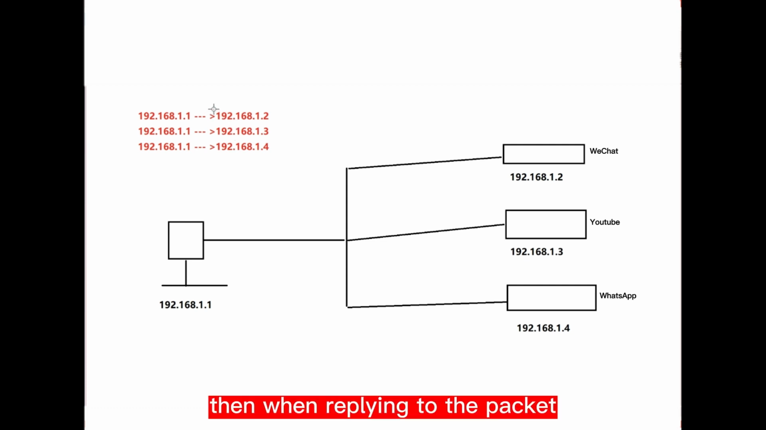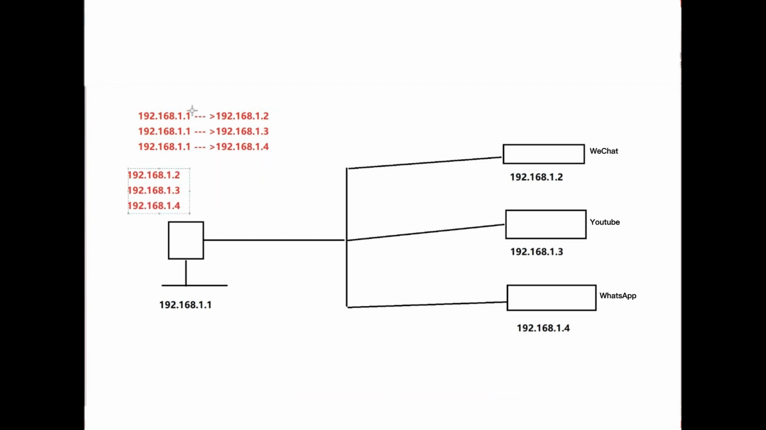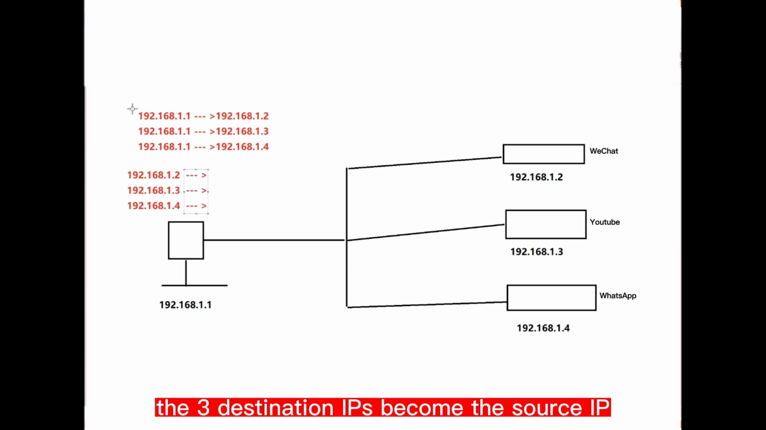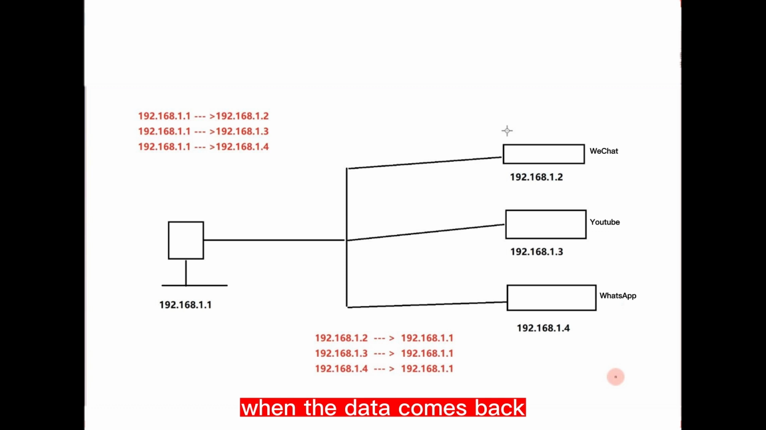Then when replying to the packet, there is going to be a problem. How to reply to the packet? When replying to a packet, the order is like this. I'll write it out for you to see. We just change the position of it. The destination IP becomes the source IP, and the source IP becomes the destination IP. When the data comes back, it looks like this.